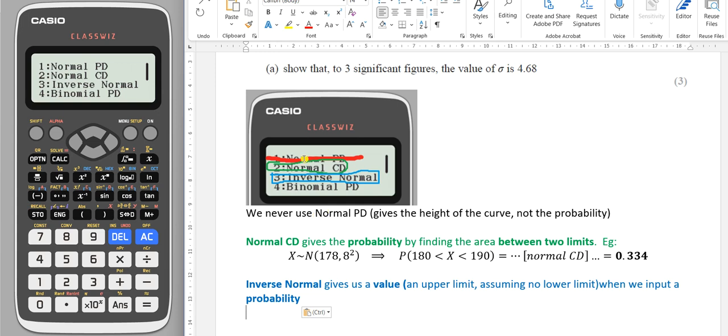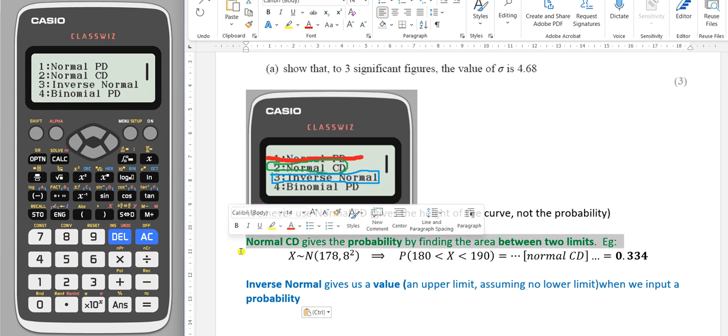The first one, normal PD, gives you the height of the curve. It does not give you the probability. For the probability, you need the area between 2 limits. That's what normal CD gives to you.